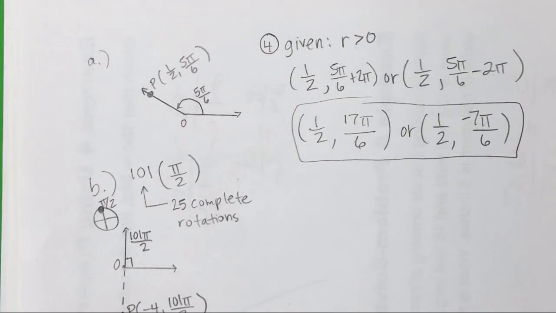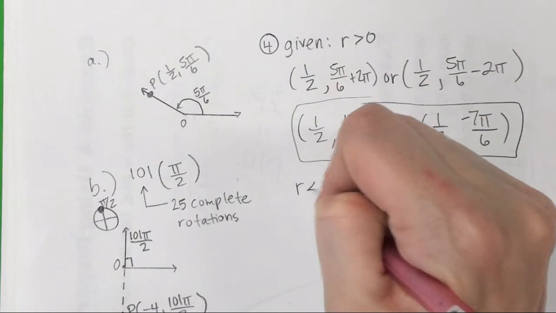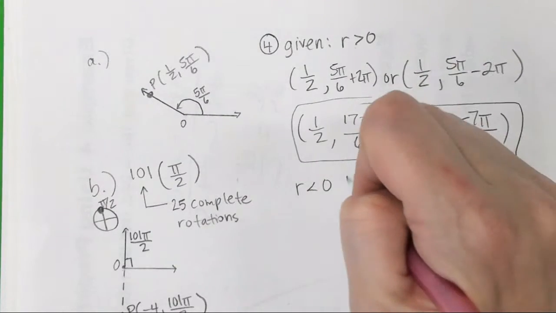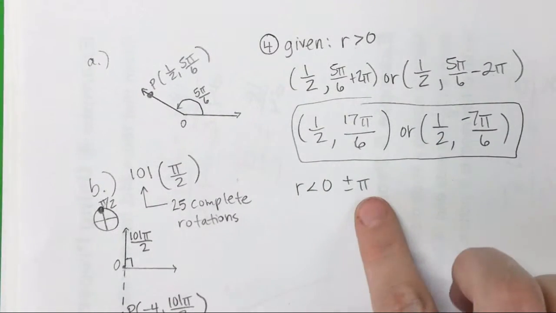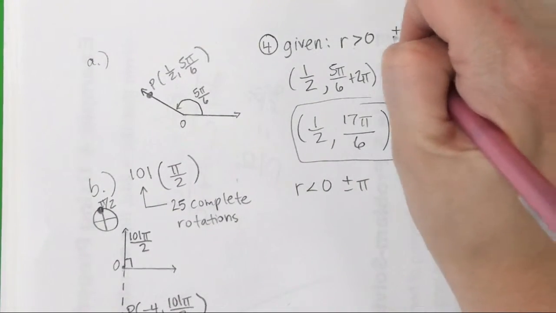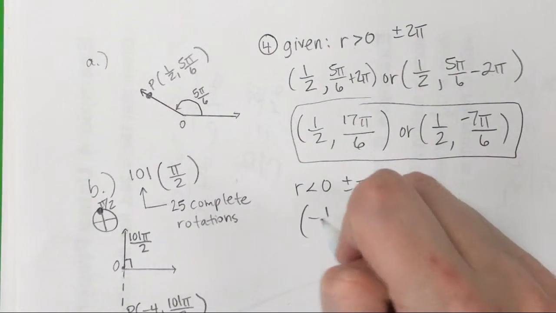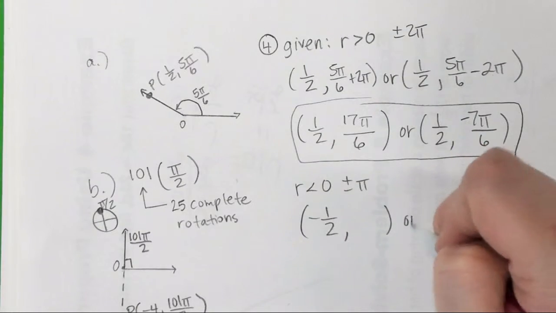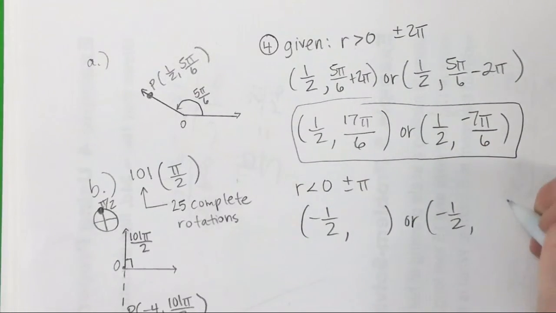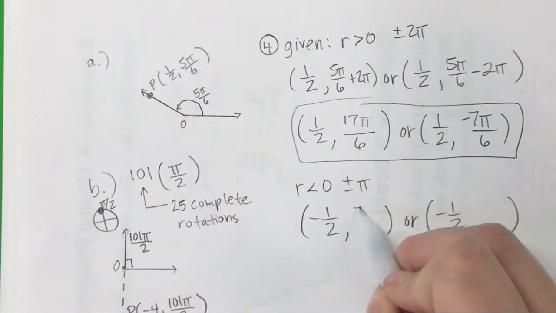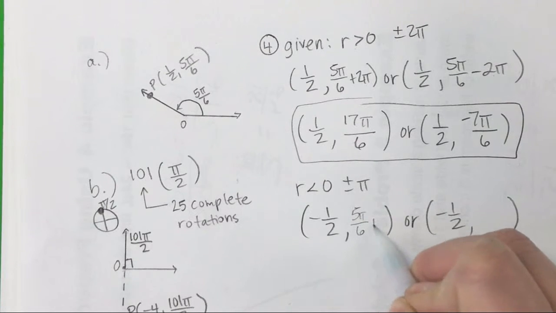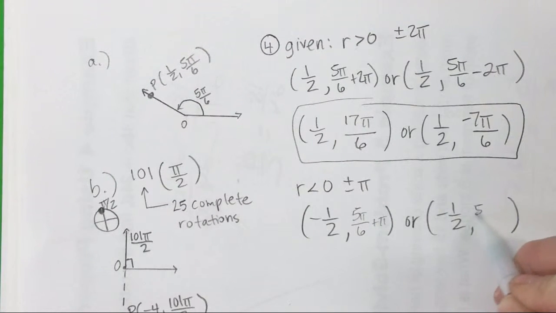Okay, so now we're going to do the opposite one. The opposite is when R is negative. For that one, you're going to either add or subtract pi. This one you always add or subtract 2 pi; this one you're going to add or subtract pi. So now my 1/2s are negative. And I'm still going to take my same value, my 5 pi over 6, and add pi, and then my 5 pi over 6, and subtract pi.